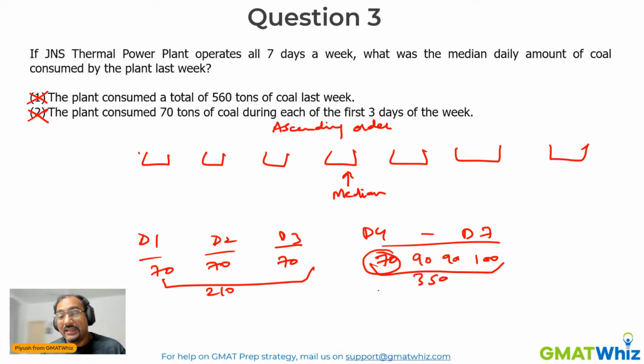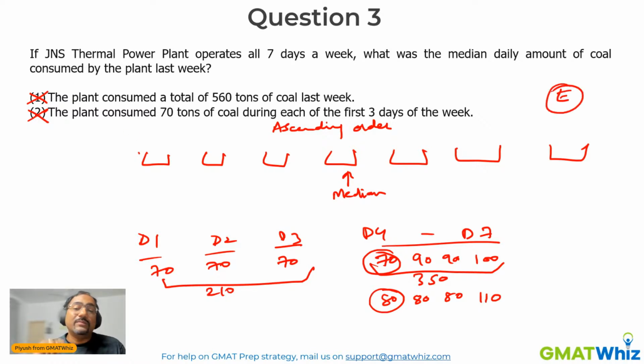It is possible that it was 80, 80, 80 on a few of the days, and on another day to just balance it out, it was 110, basically. So in that case, 80 ends up being my median. So I'm getting two different answers for the median, even if I combine both the pieces of information together, and hence this question cannot be solved even by combining both of them together. So answer is going to be E.